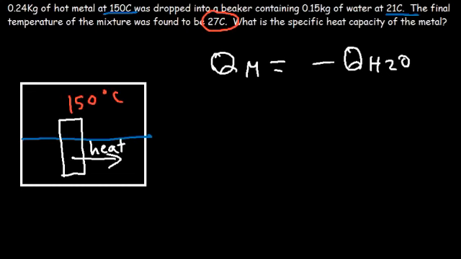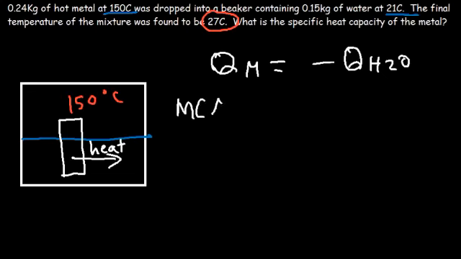It really doesn't matter where you put the negative sign. You can put it on the left side or the right side, and you will get the right answer. However, if you don't put the negative sign, it's not going to work out. You're going to have issues solving this problem. So let's begin. Now, we're not dealing with a phase change. We're only dealing with a temperature change.